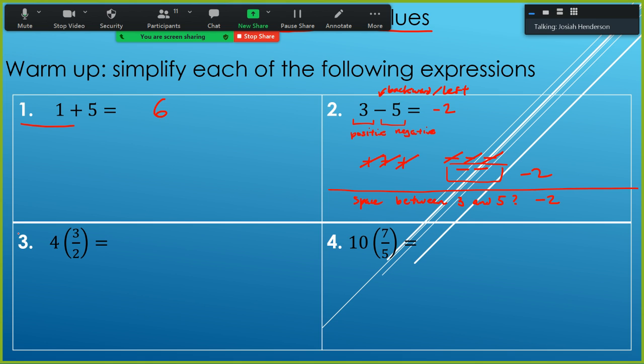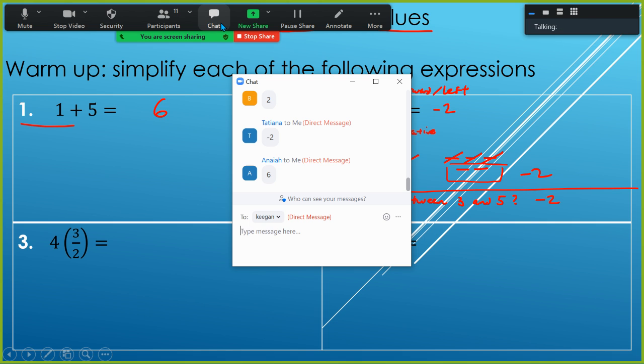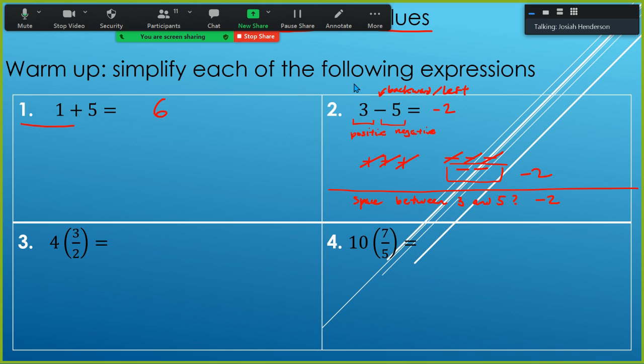Okay, did anyone try number 3 and would be willing to share what they got? I see 1 in the chat. Anyone else? Anaya, high five to you, dude. Thank you for sharing. Let's work through it real quick together.